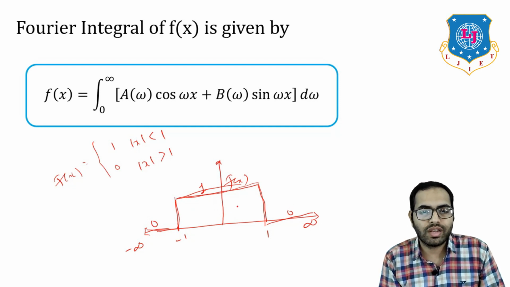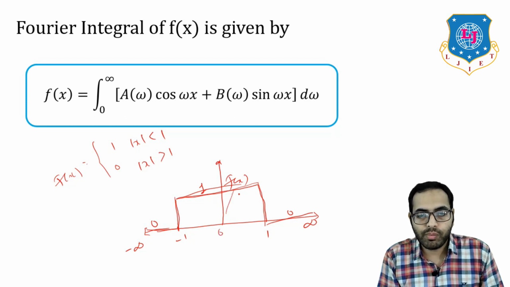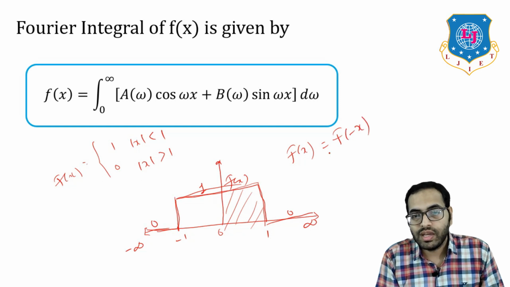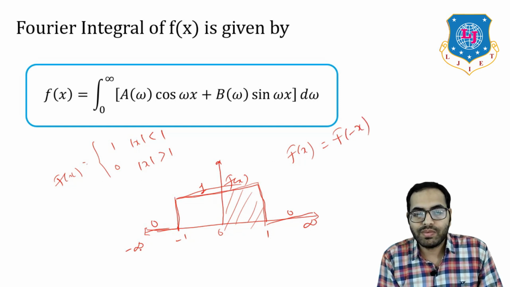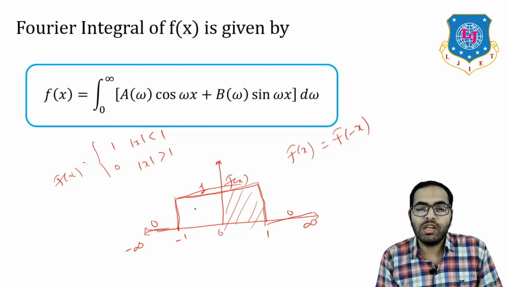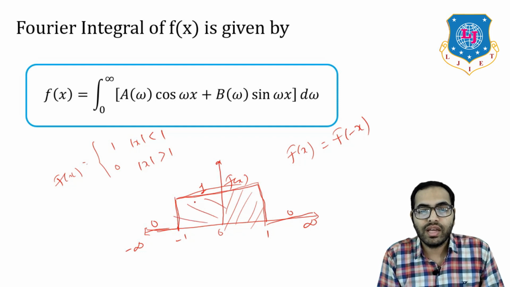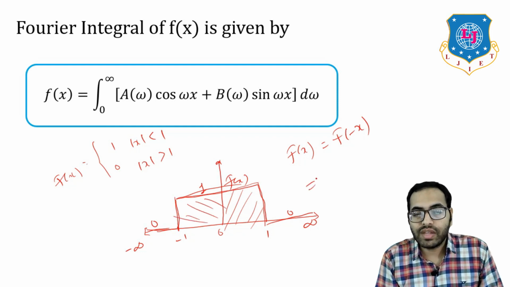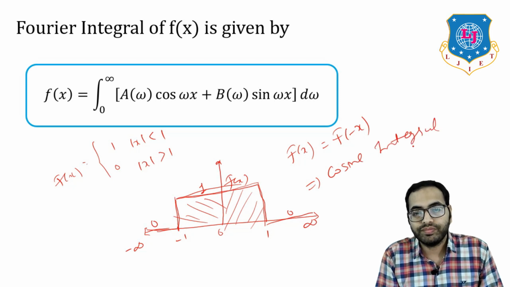Then according to this graphical representation we can say that it is an even function, because suppose this one is the function f of x, then f of minus x equals f of x. That means whatever the values from 0 to minus infinity are the same as 0 to infinity, so we can say that the given function is even. That means here we can also use the cosine integral.